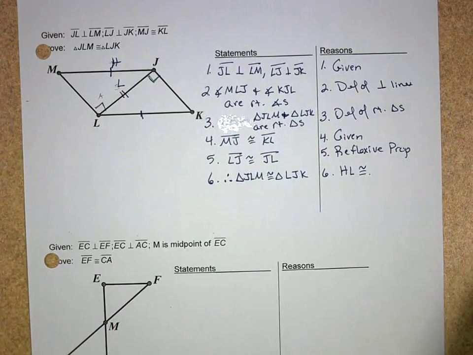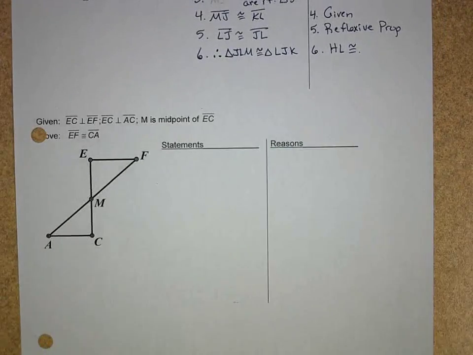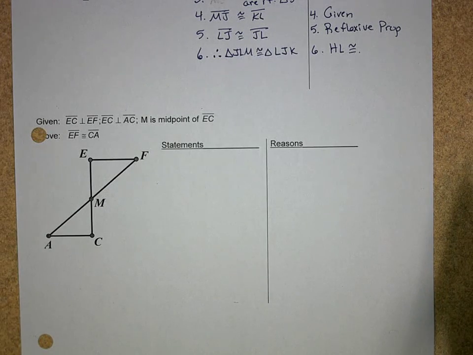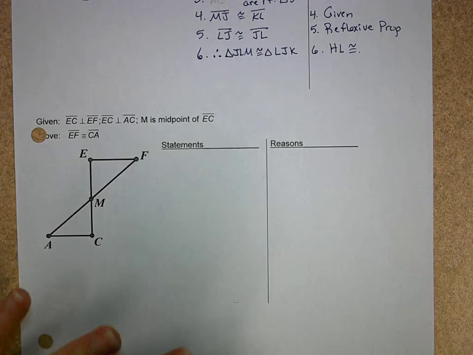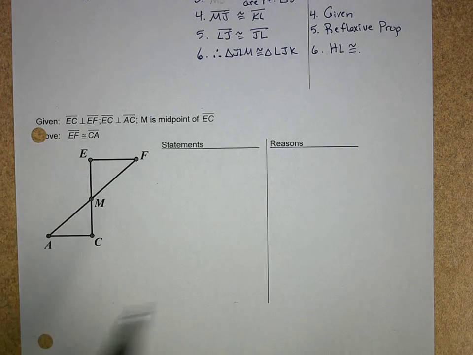All right, last proof. We have perpendicular segments again. I also have M as the midpoint, and I want to prove that two segments are congruent. So I need to remember what this whole chapter is about: how am I going to get there? I'm going to prove congruent segments using the fact that corresponding parts of congruent triangles are congruent. I'm going to have to prove triangles congruent somewhere. So I start like any other one: we start with putting our given down, marking it up, and putting it in our proof.